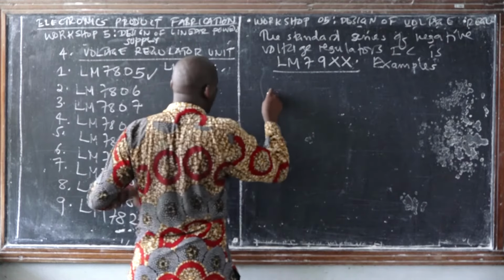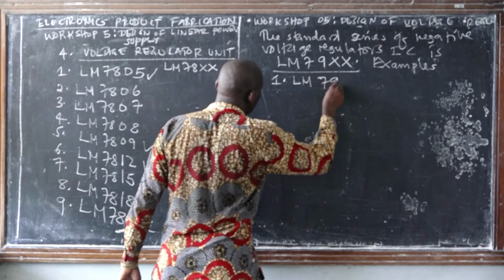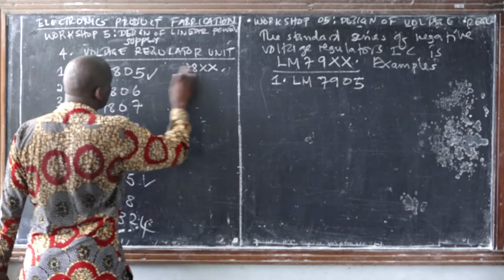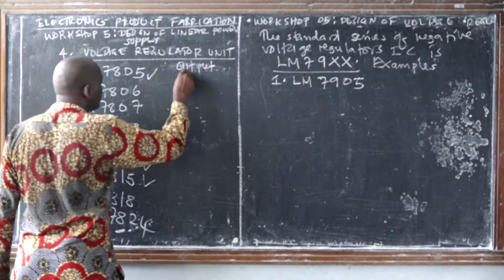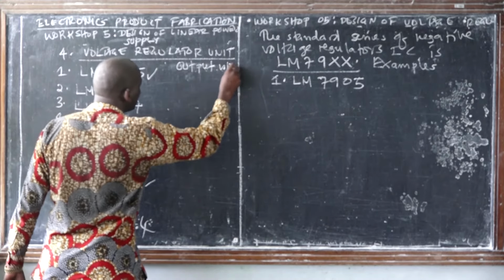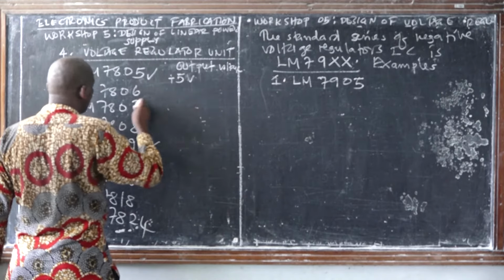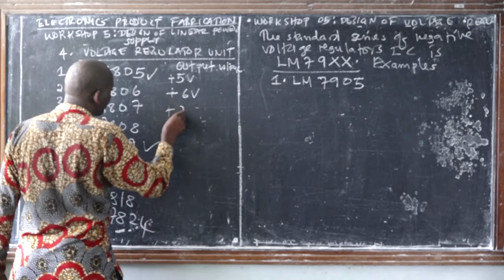So the examples are just like this way. So we have LM7905. When we discuss the output voltage, let me just add something. Output voltage. For the output voltage in this case is positive 5 volt. This one positive 6 volt. And this one positive 7 volt.